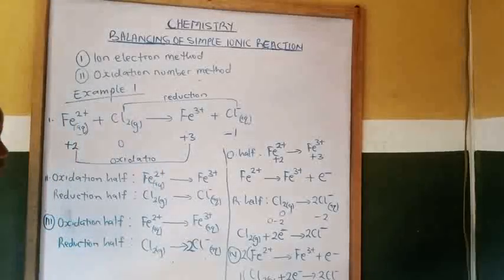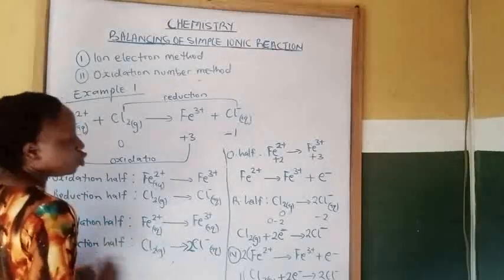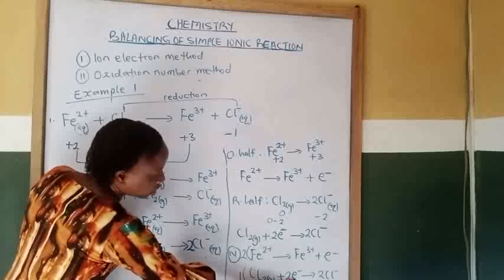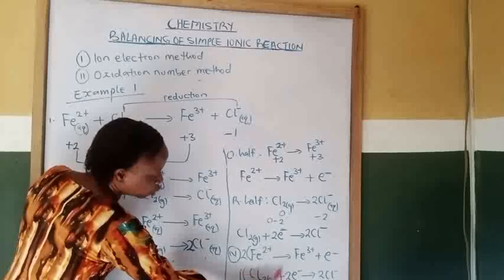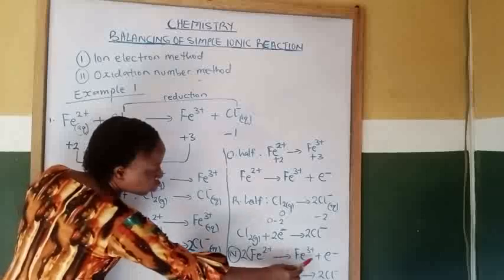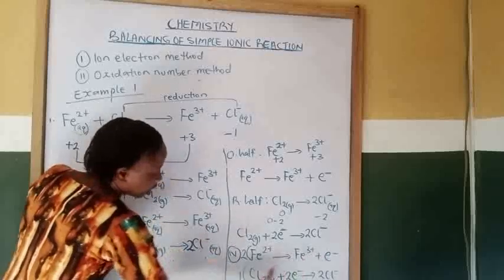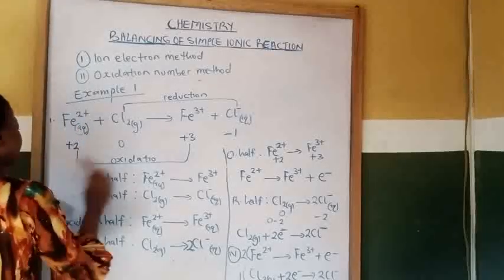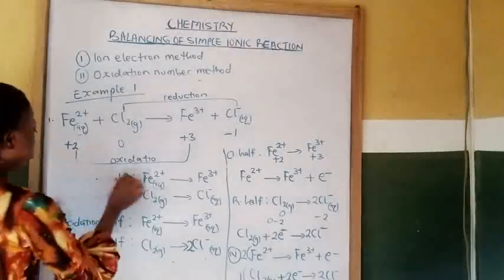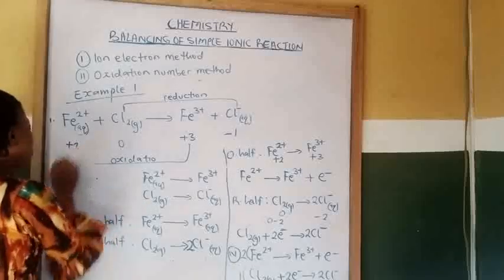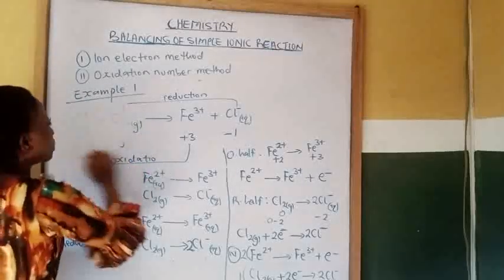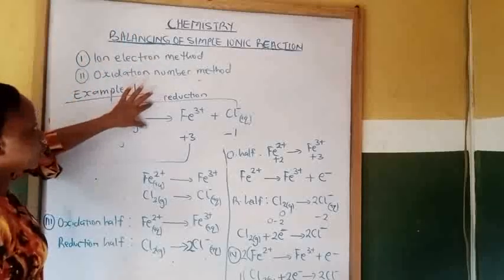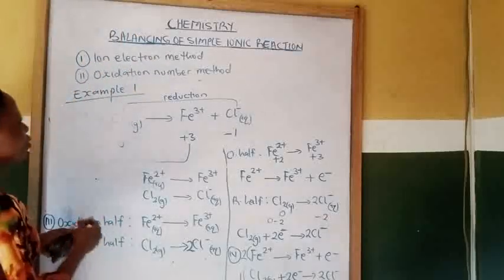Then what will be our product now? So let's open the brackets. You use the coefficient of electron here from the second half reaction to multiply this one. Then you use the coefficient of electron from the first half reaction to multiply the second half reaction. Now let's move to the final stage. Don't forget that we are using the ion-electron method.